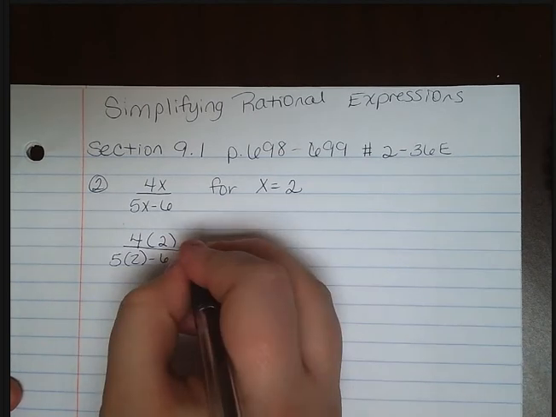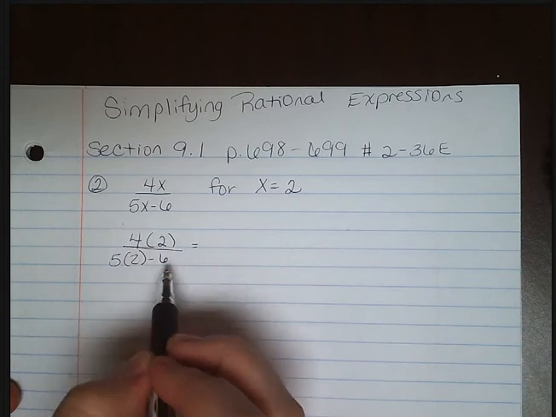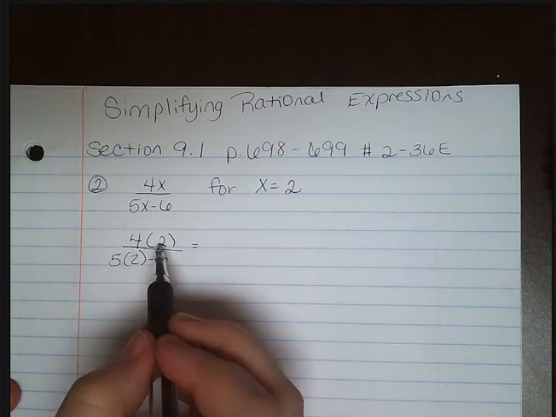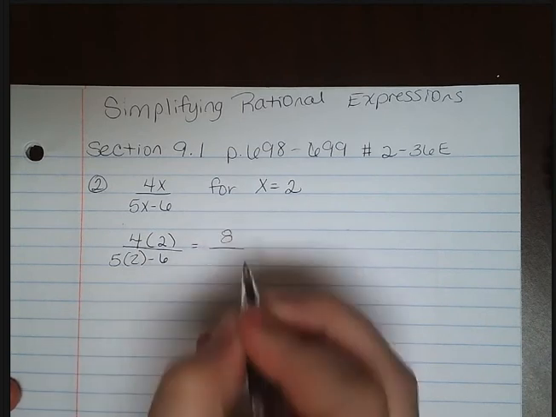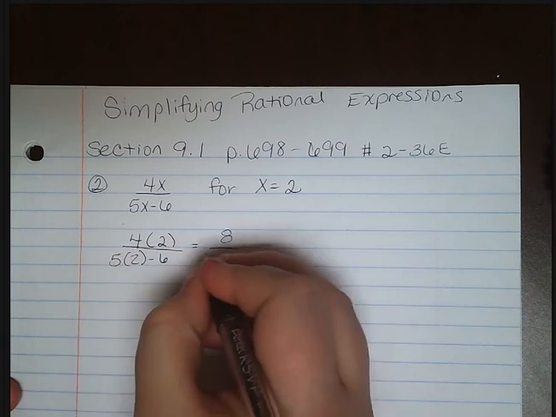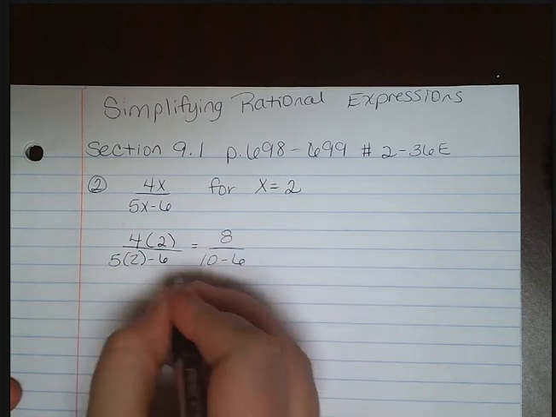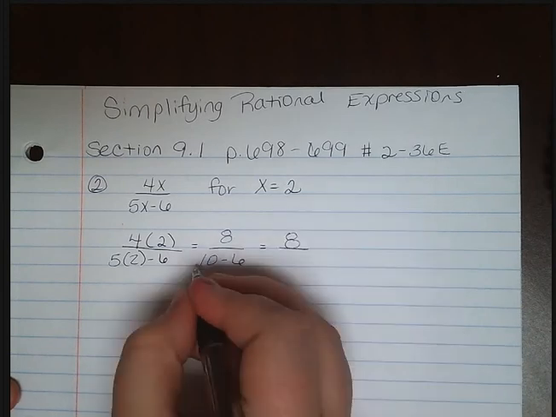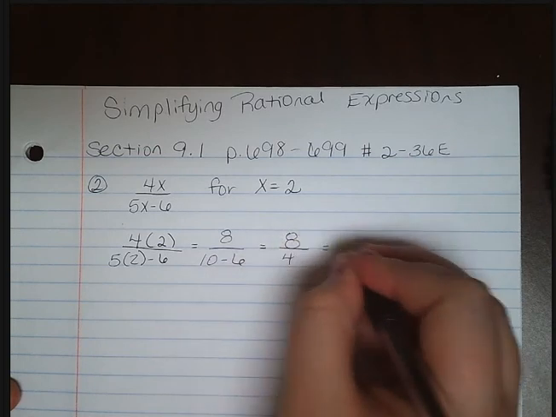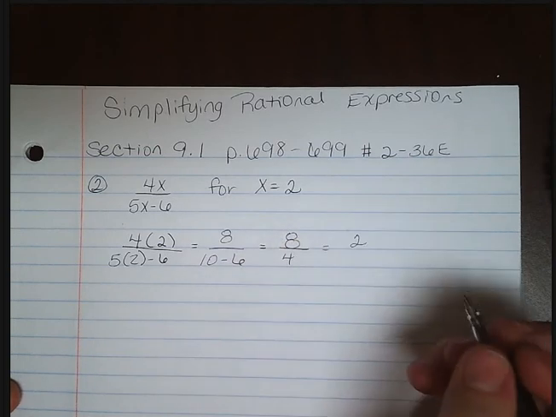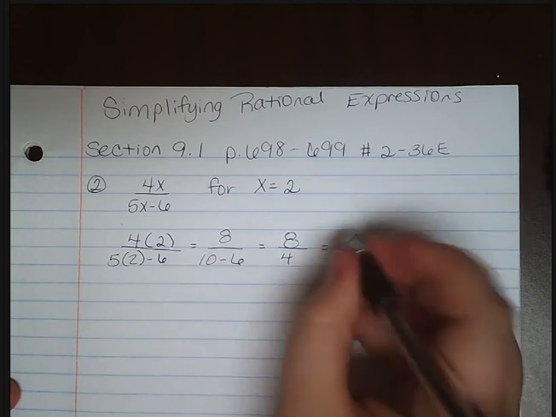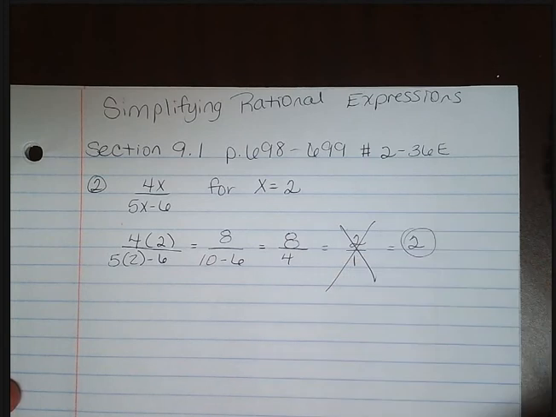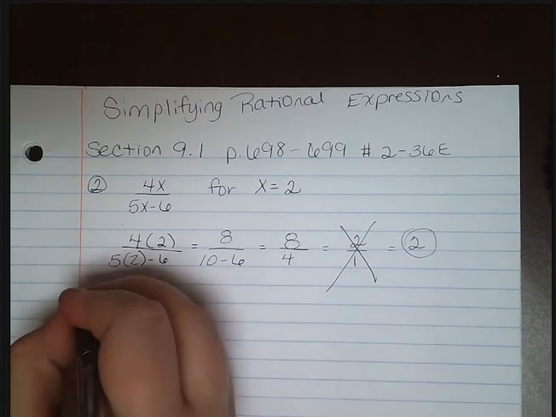So to solve, you work your numerator, work your denominator, get them both as simplified as possible, and then you divide. So 4 times 2 is 8. 5 times 2 is 10. Then bring over your minus 6. Then simplify by saying 10 minus 6 is 4. And then 8 divided by 4 is 2. Ensure that you do not put 2 over 1. That's not all the way simplified. Simplified is going to simply say the number 2.